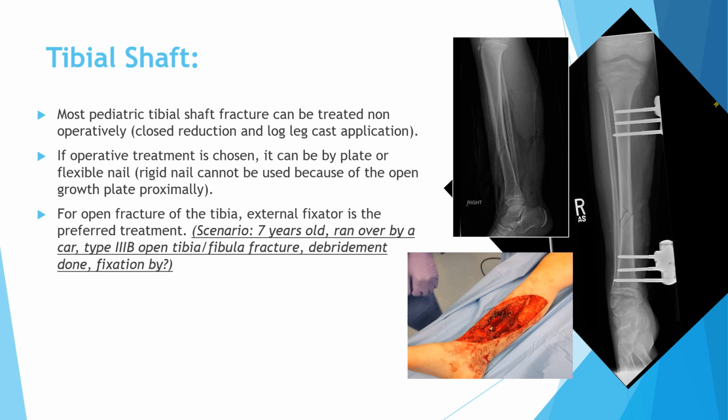Most pediatric tibial shaft fractures can be treated with closed reduction and long leg cast application. If for any reason you choose operative treatment, most of the time it's either plate and screws or flexible nail. If the child is still not skeletally mature, you cannot use a rigid nail because you may injure the physis proximally. If it's an open fracture, external fixator is, in most cases, the preferred treatment. Like this patient, he has a minimally displaced tibial fracture but major soft tissue injury.